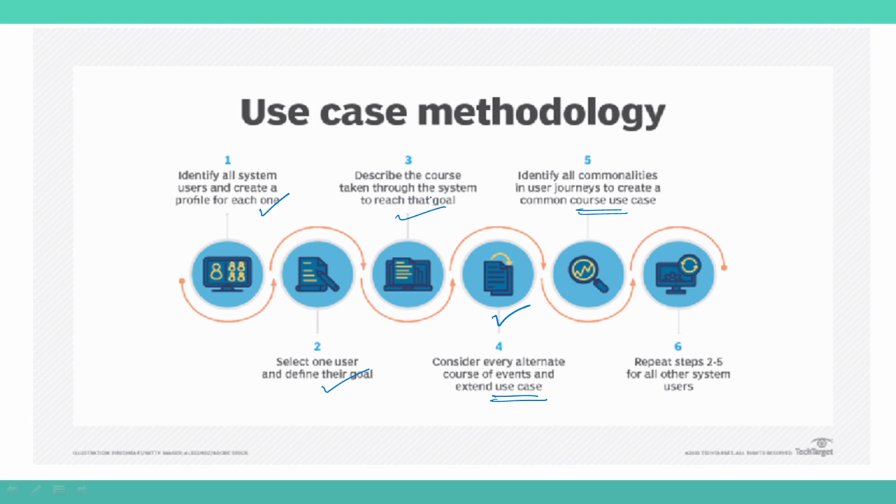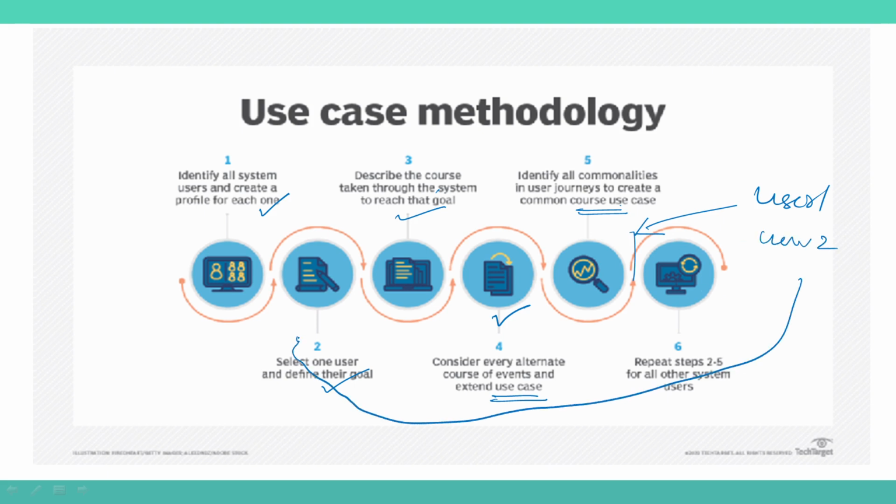Then repeat the steps, from step 2 to 6. You repeat it for all the other users. So do it for user 1. First you do it for user 1. Okay, completed at this stage. Okay, you have completed it here. And then take user 2. Start from here, because here you have identified the set of users.